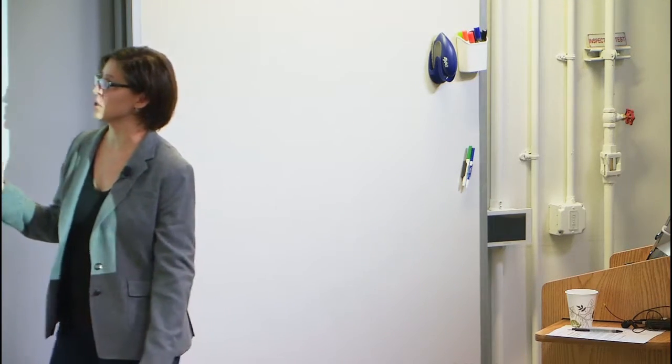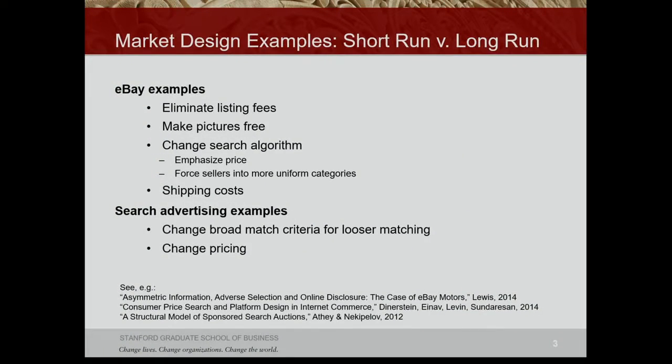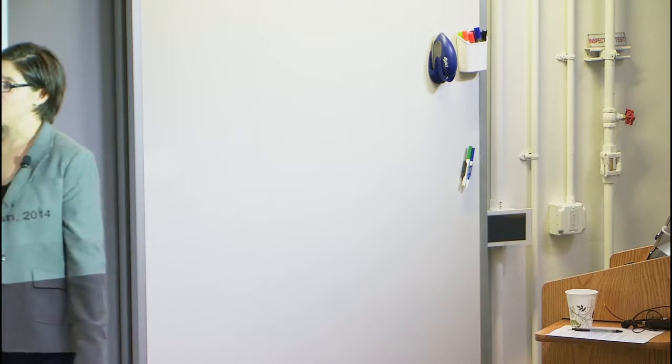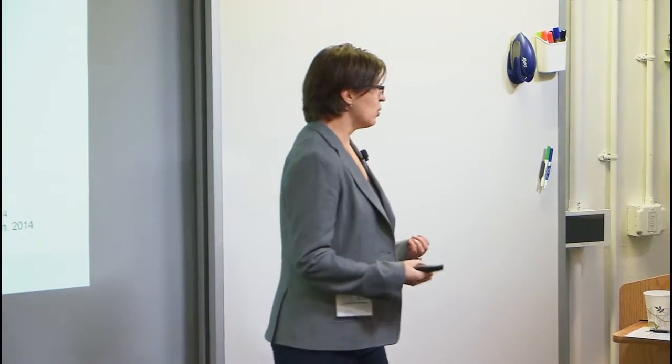Things like changing the search algorithm to emphasize price or force sellers into more uniform categories, prioritizing people who have low shipping costs, and so on. All of these are things that have different effects in the short term and the long term because the sellers respond. The search advertising examples are maybe less obvious if you're not into the nitty-gritty, but in some sense even more insidious.